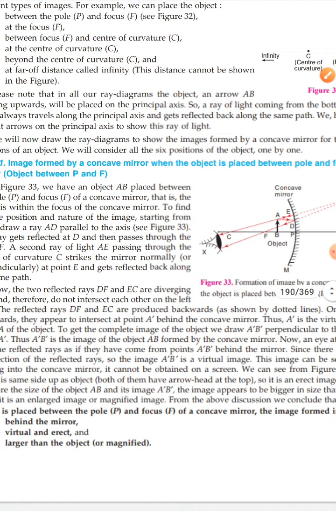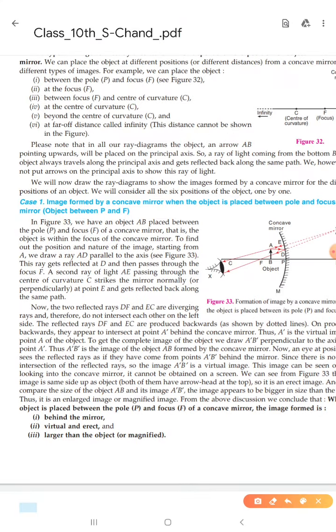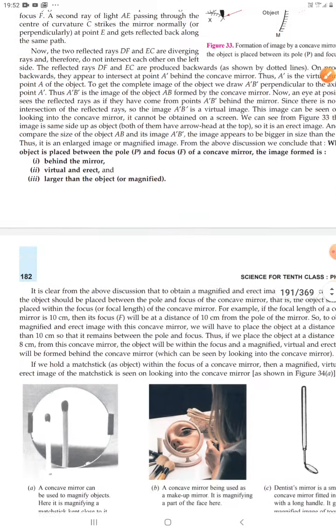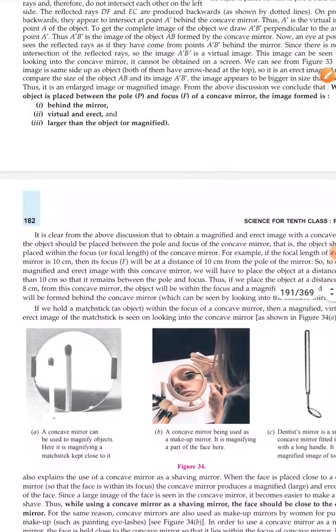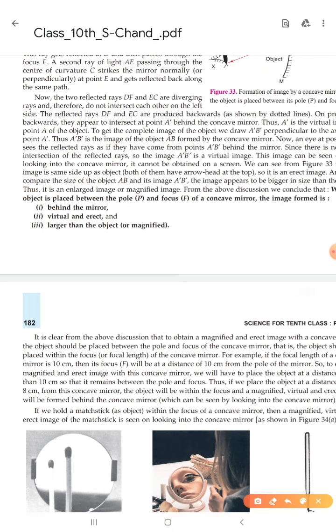You can say that for this image, there are three kinds of image. Number one, this is formed behind the mirror, this is virtual and erect, and this is larger than the object. So we can say that it is a magnified image. Now in the second case, if you want to see such an application in a concave mirror, you can see in this mirror.